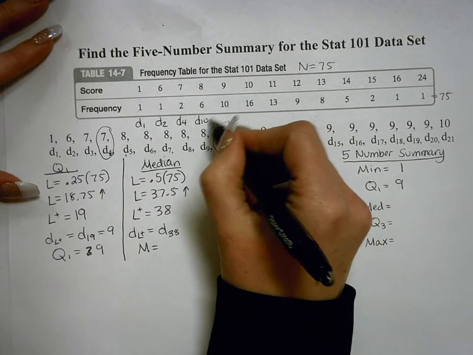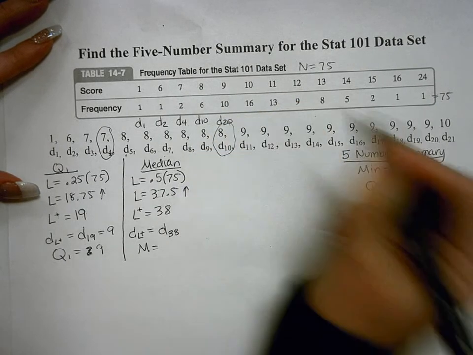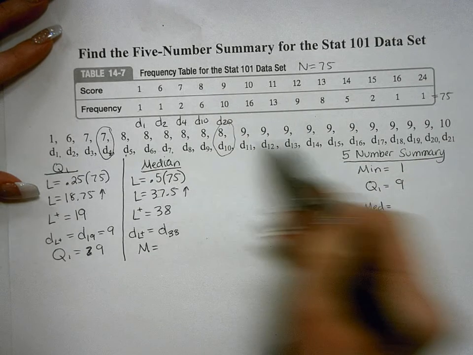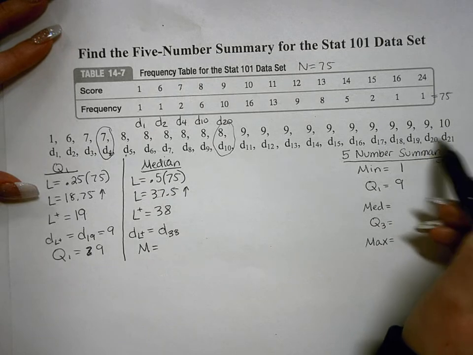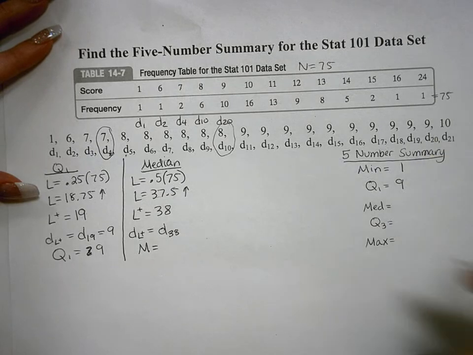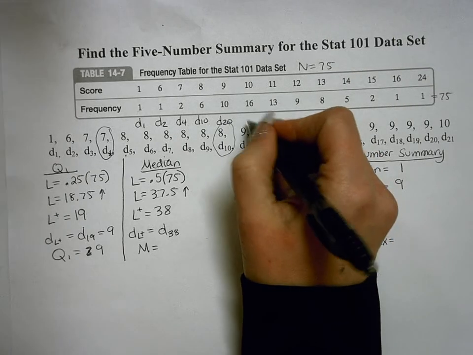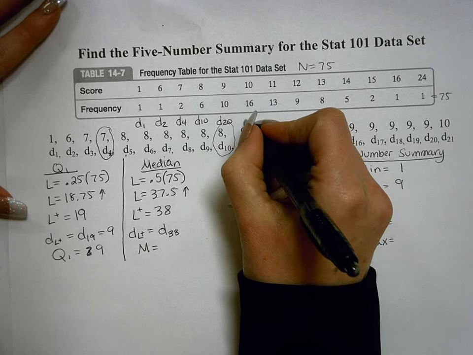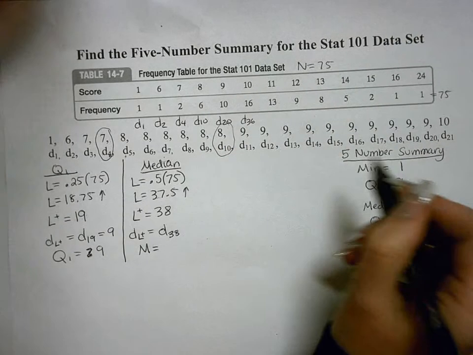Then I'm just going to add 10 to the 10 here, and I'm going to get D20. That tells me that D20 is the last 9. And if you look here, yes, D20 is the last 9. After D20, it skips and it moves to 10. So then I'm going to continue this same process, 20 plus 16, which would be D36. D36 represents my last 10.